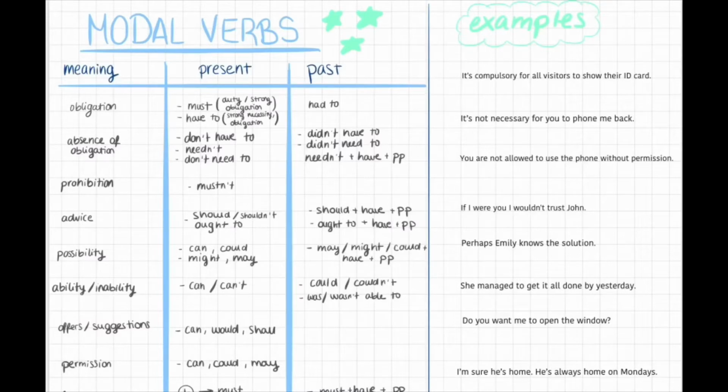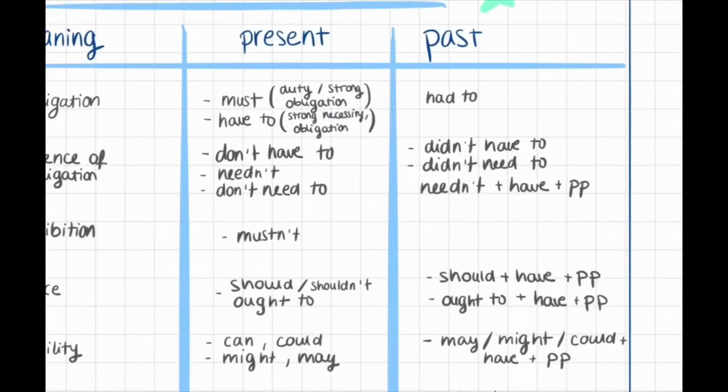So first, for obligation we use must and have to. What's the difference? Must is for a strong obligation, so it's like a norm. For example, a norm in your school, and have to is for an obligation. Like, for example, if you have an exam, you have to study, but it's not a norm. Okay, and in the past you use had to.